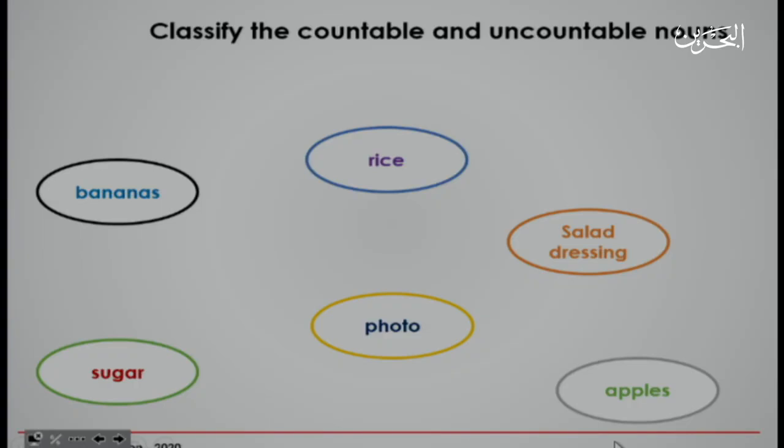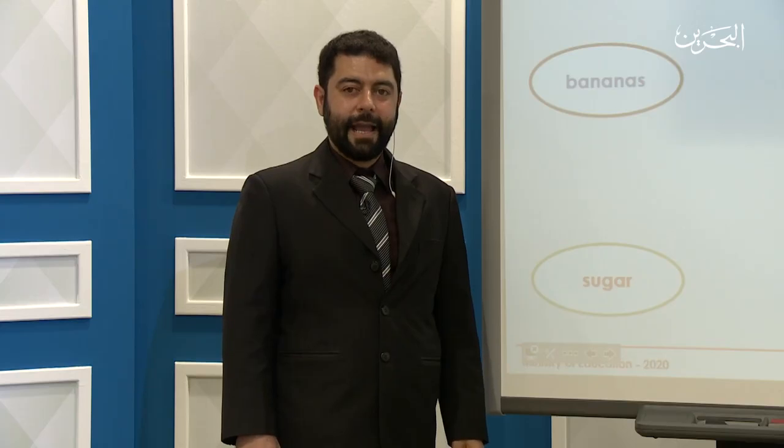Classify the countable and uncountable nouns. You have nouns. You should put them in 2 categories, countable and uncountable. You have 2 minutes.